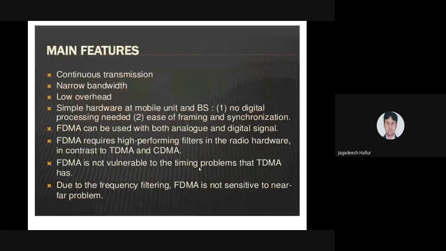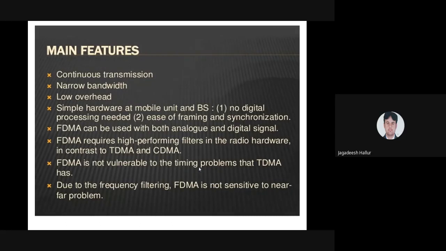The main feature of FDMA is that it is a continuous transmission, not discontinuous. TDMA is discontinuous because TDMA is zeros and ones, it is digital. FDMA is analog, so this is a sinusoidal waveform. It is a continuous transmission. Narrow bandwidth is used in FDMA, but wide bandwidth is used in TDMA. That is the only difference.